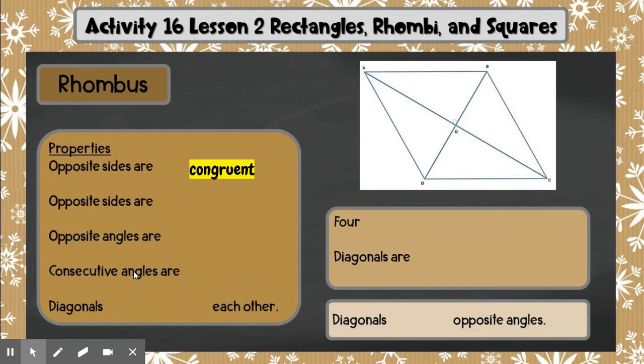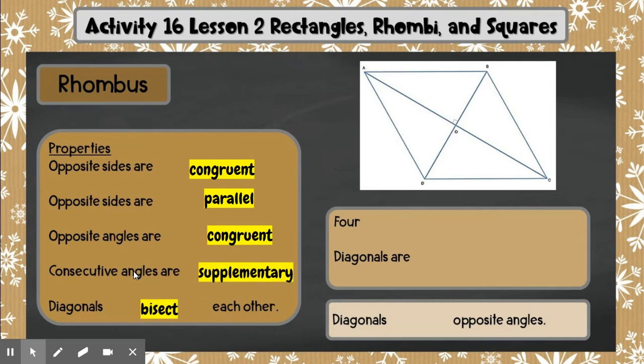So opposite sides are congruent, opposite sides are parallel, opposite angles are congruent, consecutive angles are supplementary, and diagonals bisect each other. So pause the video a second and type in those things. Now, there are three more properties.